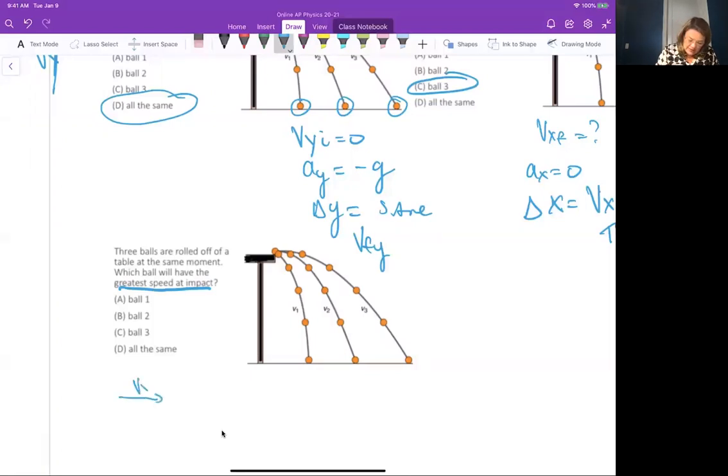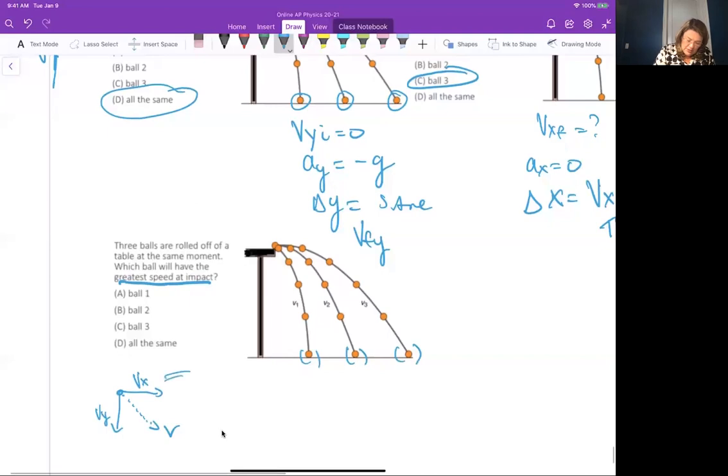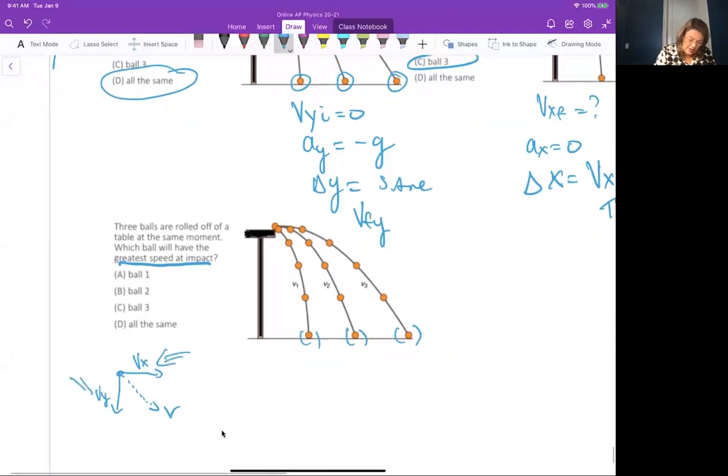I've got Vx, and I'm going to have a Vy at the very end, and this is what my resultant vector will look like. So there's my velocity at the very end. Okay, so let's think about it. This vector in the x direction, they told me that V3 had the greatest velocity in the x direction. So we know that V3 has the greatest x component. What about the Vy? Well, the Vy is the same for all of them because we proved that we have 3 variables. Delta y is the same. Acceleration is the same.